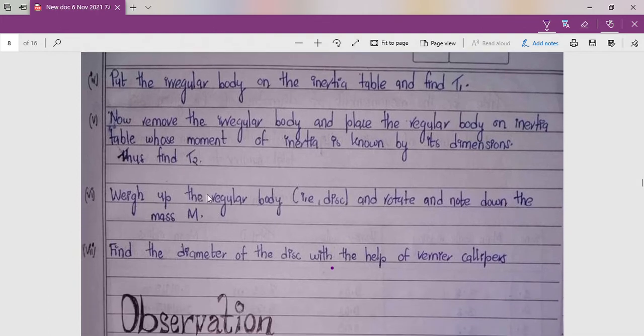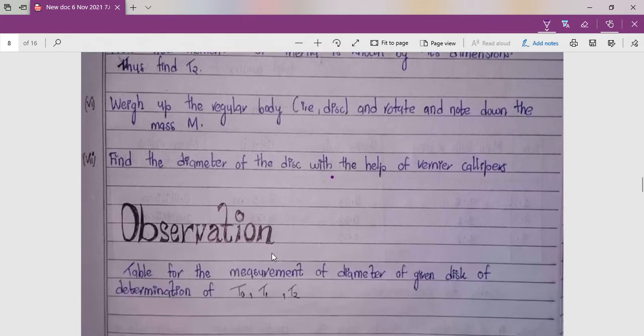Now weigh the regular body and note the mass m. Find the diameter of the disc with the help of vernier calipers.